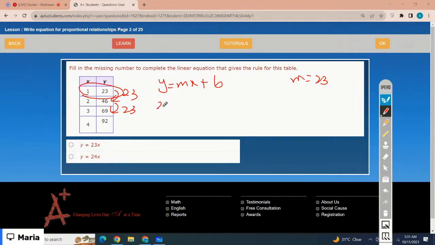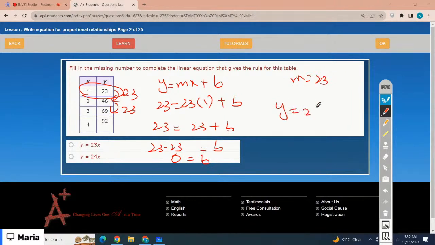y is 23, m is 23, x is 1. You have to calculate the value of b actually, right? That would be 23 equals 23 plus b. Move 23 to the other side. That would be 23 minus 23, b is 0. So the equation is y equals 23x plus 0. The equation is y equals 23x. Right? The correct option is y equals 23x.